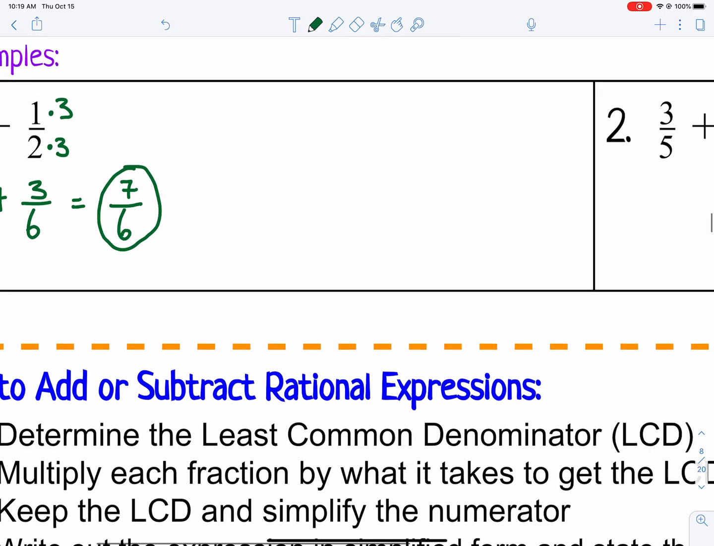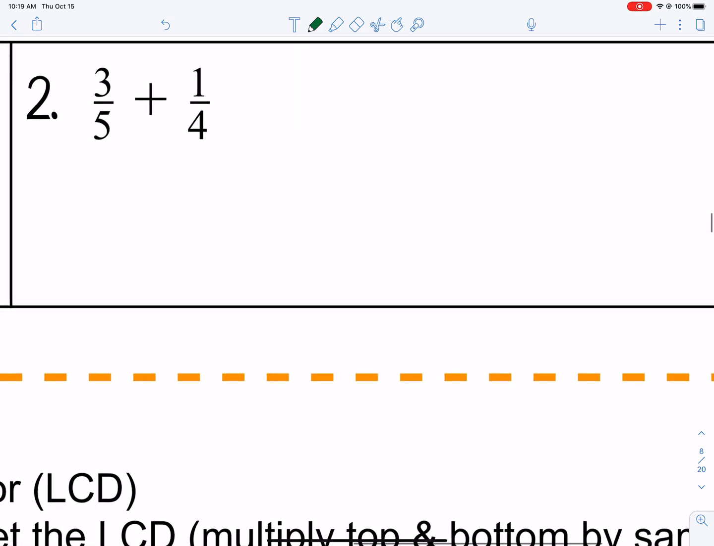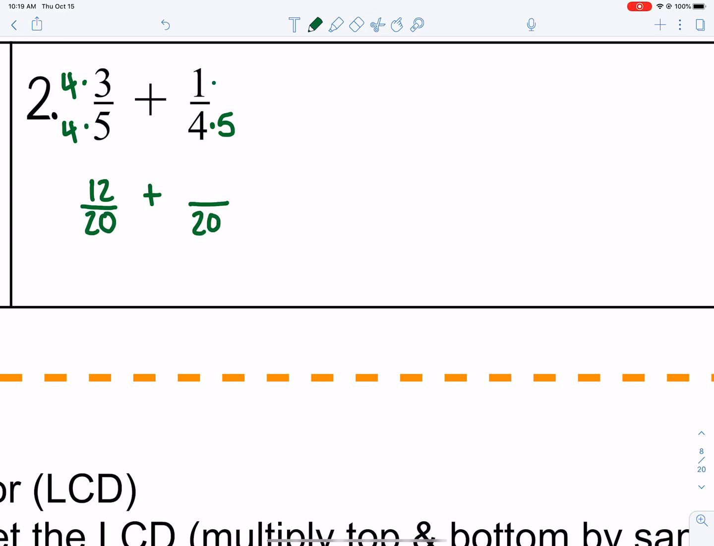Okay, let's look at another basic example. We have 3/5 plus 1/4. We could turn 5 and 4 into 20. So I'm going to write that down, and then I'm going to multiply the fraction on the left by 4, since 4 times 5 gives me 20, and 4 times 3 would be 12 in my numerator. And on the right, I'm going to multiply by 5, since 4 times 5 is 20, and then 1 times 5 in the numerator would just be 5.